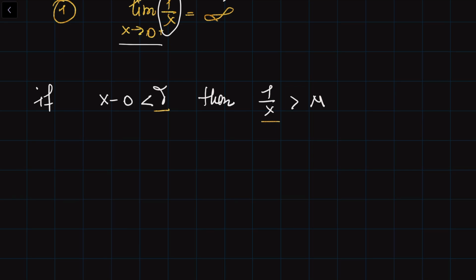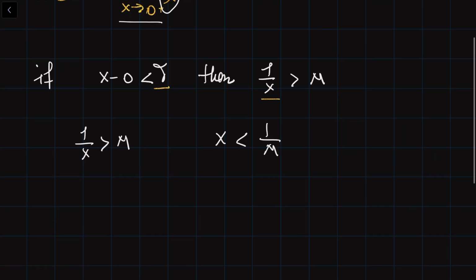It's not difficult to find a delta because I can use this inequality: 1 over x is greater than m. Then I can take the reciprocal of both parts. The reciprocal of the left-hand side is going to be x. The reciprocal of the right-hand side is going to be 1 over m. And since I took the reciprocals, the inequality sign is going to change. It's going to be smaller. So essentially, if I choose the x smaller than 1 over m, 1 over x becomes bigger than m. So the delta can be chosen as 1 over m.